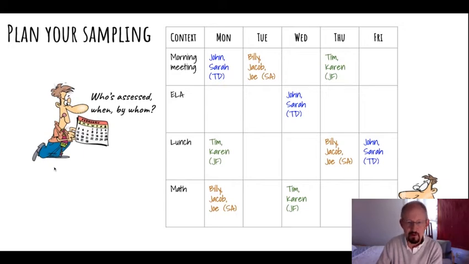Then on Tuesday, I've got Billy, Jacob, and Joe, staff SA. And then on Thursday, Tim and Karen and JF. Okay, so I'm basically mapping out the schedule, and there's a couple of reasons for this. I want to be sure that given the things they need to both assess and instruct, the students are getting a relatively equitable allocation, right?